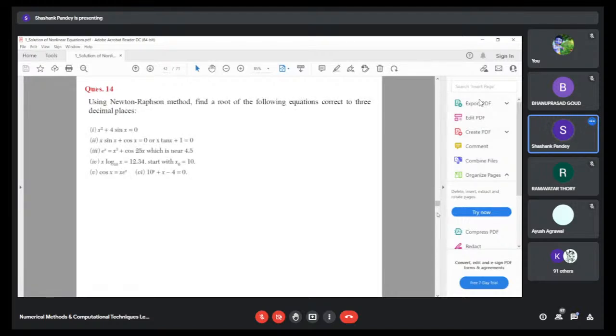Please quickly make calculations for the first part of this problem only. Using the Newton-Raphson method, find a root of the following equation correct to three decimal places. The first part is x squared plus 4 sin x equal to 0.